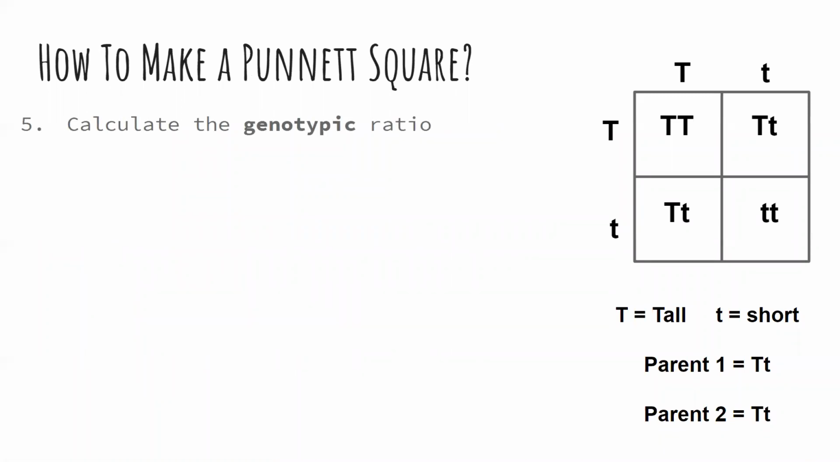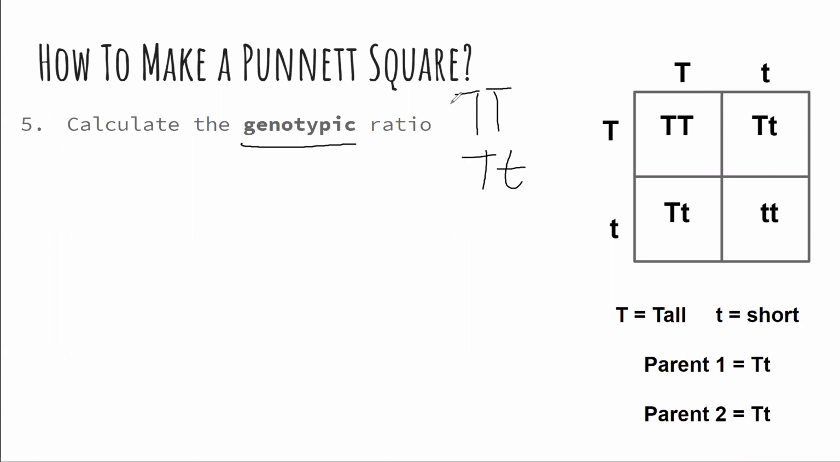Now, let's calculate the genotypic ratio. A ratio is just a comparison of stuff to stuff. So in this genotypic ratio, what are we doing? We're comparing the different genotypes to each other. There are 3 different genotypes that we learned about: homozygous dominant, heterozygous, and homozygous recessive. There are 3 different genotypes.